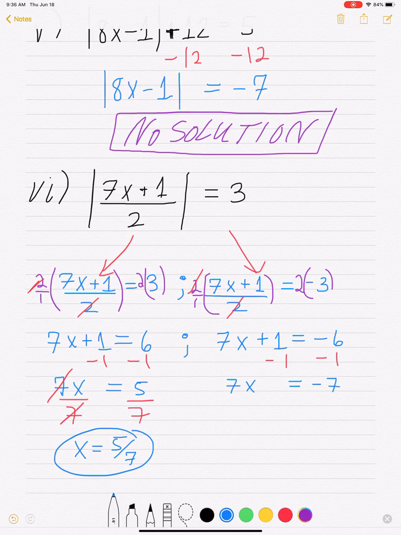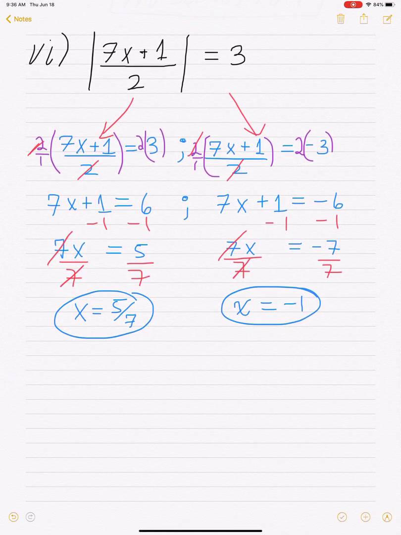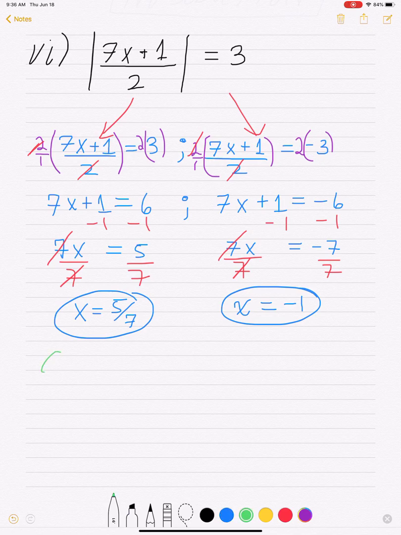And then divide both sides by 7 to get x by itself. And we get x is negative 7 divided by 7, which is negative 1. So there are your two solutions, 5/7 and negative 1. Now, let's actually check these. I said we were going to check something. Let's check 5/7. You don't need to check these, but let's just do it.